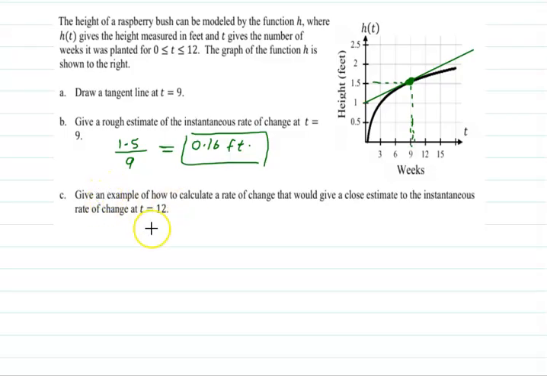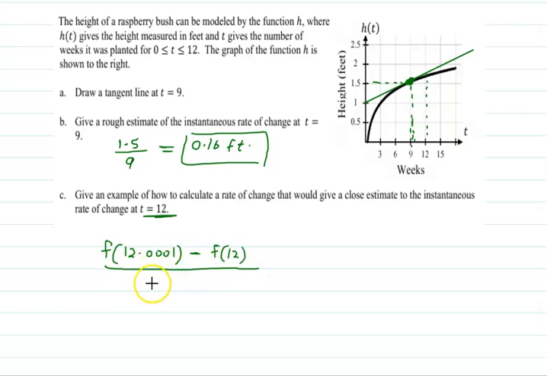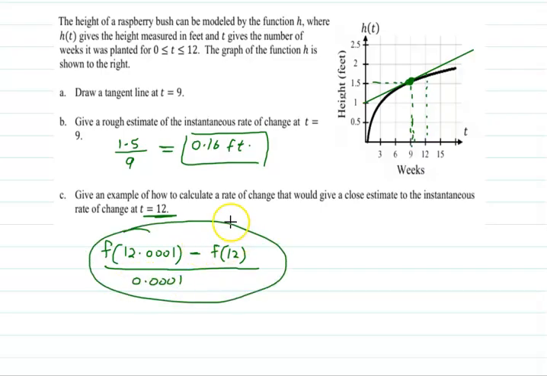And for the next part, it says give an example of how to calculate the rate of change that would give a close estimate to the instant rate of change at 12. To get the close estimate of the instant rate of change, we choose a point which is very close to 12. Let us say this is 12.0001, and then we apply the formula where the distance h is 0.0001. After calculating the value of this, you will get the close estimate of the instant rate of change.